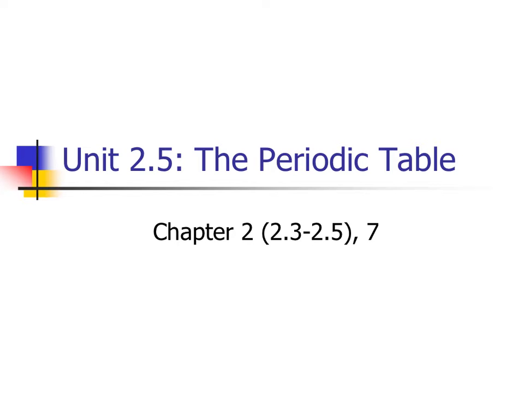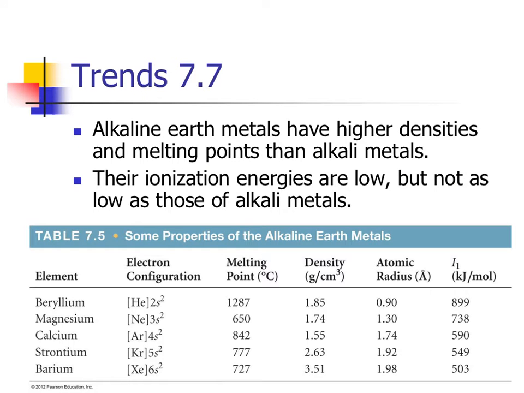All right, so we should be finishing off Unit 2.5, the periodic table notes for this unit here, and covering more and more trends, such as the alkali earth metals. They have a little bit higher density than the alkali metals. The alkali earth metals are group 2 elements.